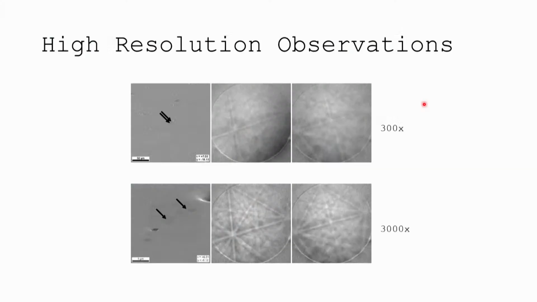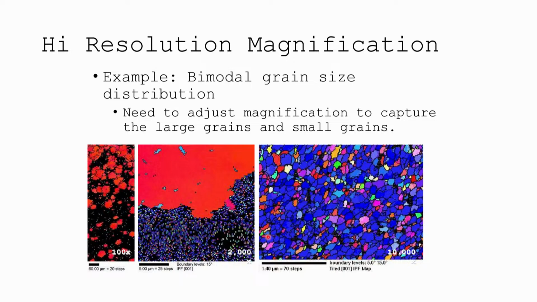Okay, so this is just an example with a given material. Here are two positions, at 300x versus at 3000x. This is what the pattern looks like at 300x, and this is what the patterns look like at 3000x. Same patterns, same spots. The only thing different is the magnification setting. All right, so now we have to worry about what setting we want, what we need.